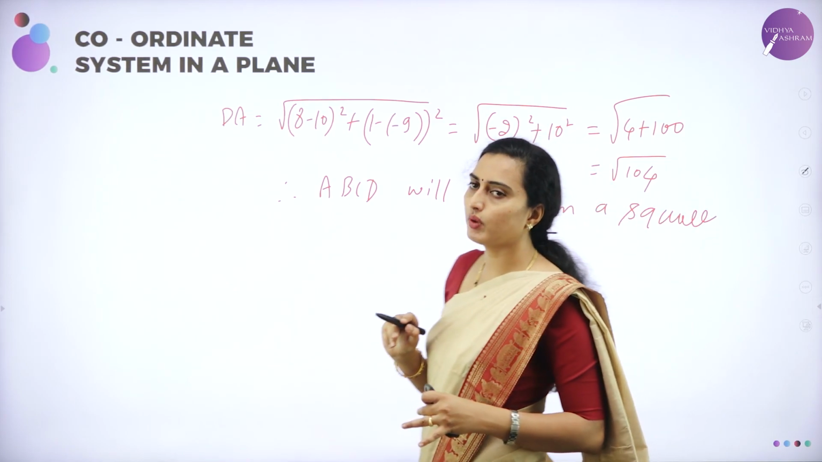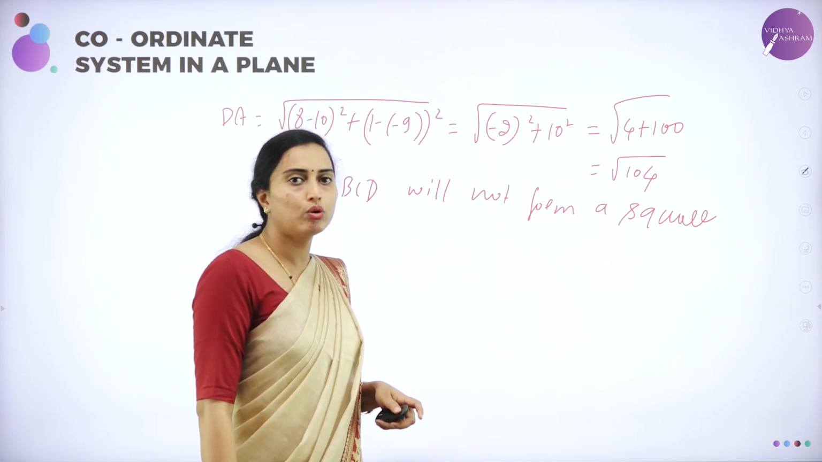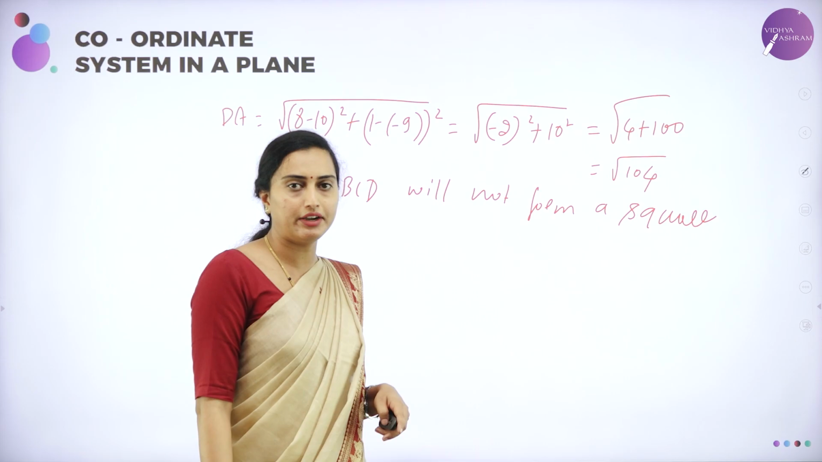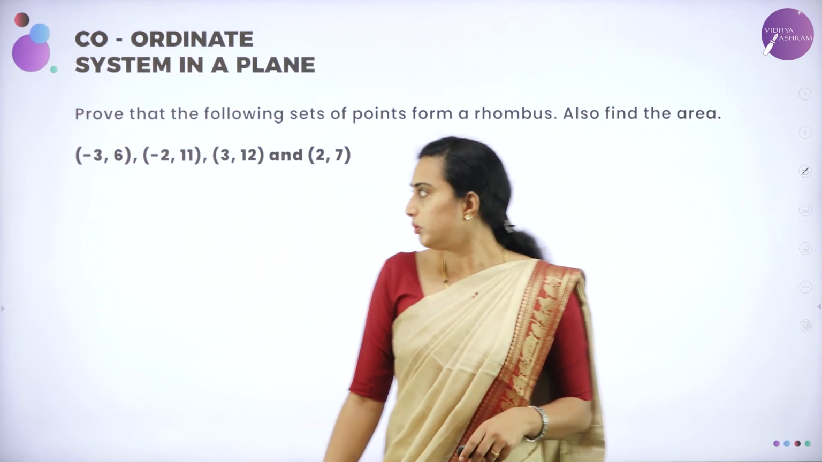If it is not forming a square, you can find out the diagonals. Each diagonal squared will be equal to what? Root 114 into root 114 is 114, or root 52 into root 52 is 52. That's it. We'll be moving on to the next.